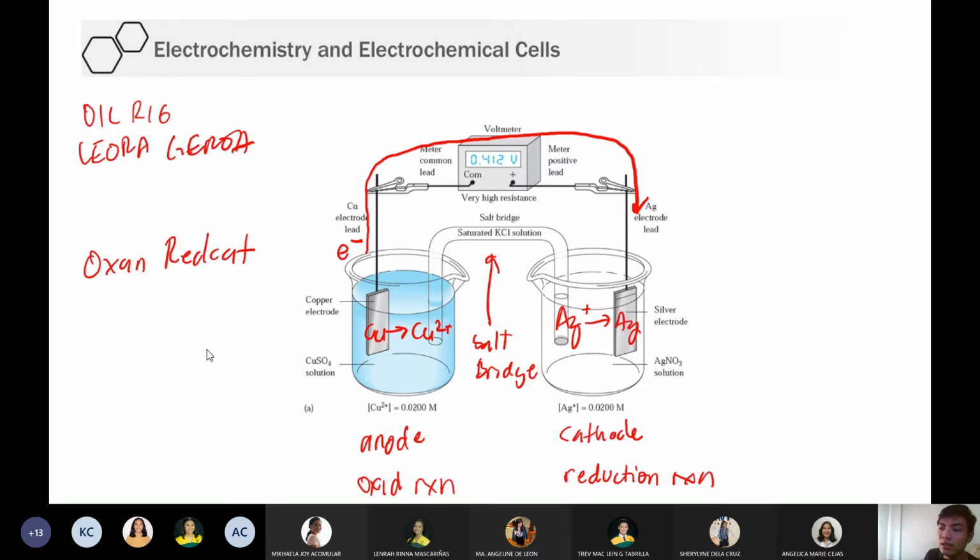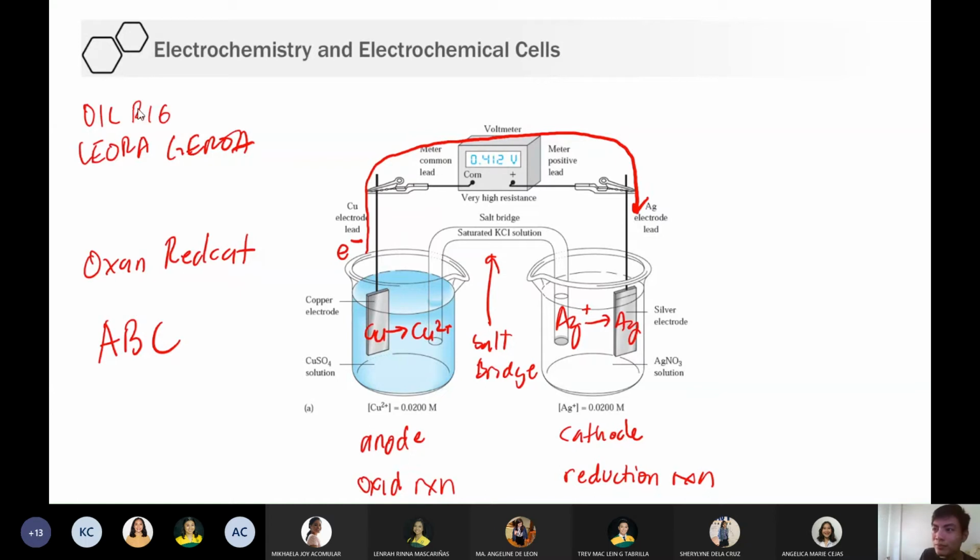And yung nasa left ay anode and yung nasa right ay cathode. Ang abbreviation ko naman dito ay ABC. Anode, bridge, cathode. Diba? Daming abbreviation, no? Daming mnemonics ko. Ganun talaga. Para hindi na ma-stress utak mo.